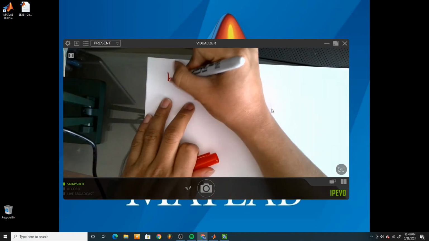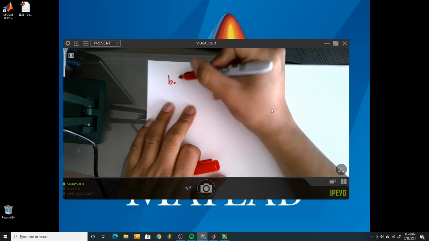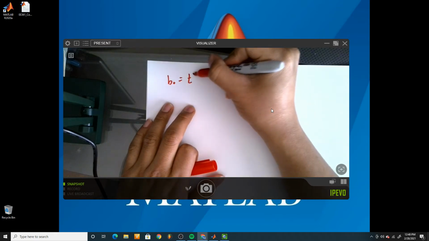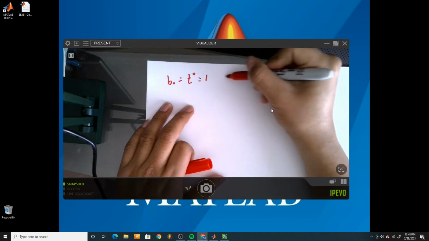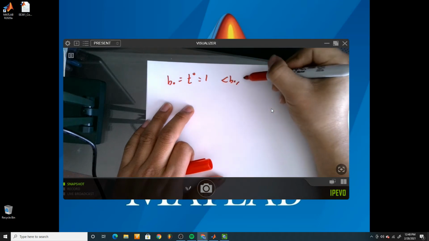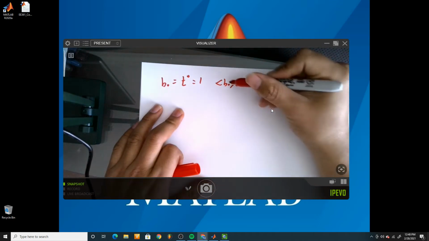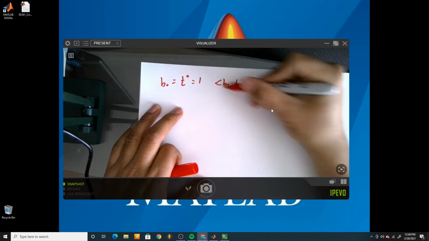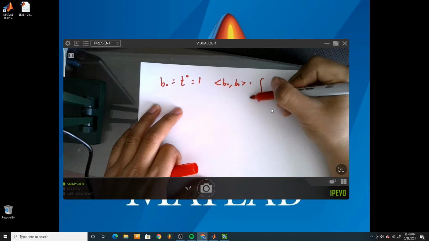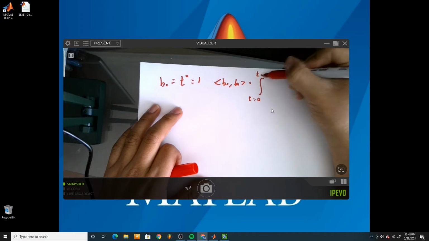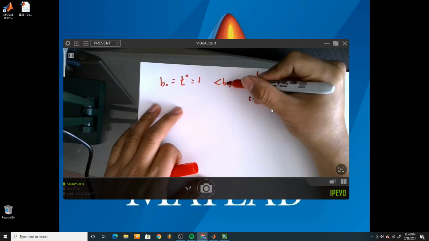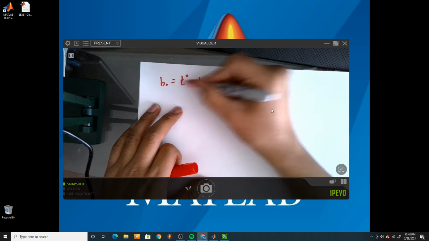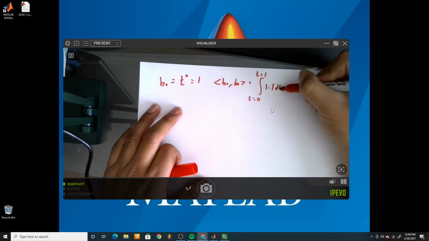So for b of 0, that's equal to t of 0, which is just equal to 1. So therefore, b of 0, b of 0 is equal to, the rule is if you have two signals, you have to integrate given a time from t equals 0 to t equals 1 of this times this, but that's just 1. So 1 times 1 dt, which is equal to, well, 1. It's just a square. So that's 1.